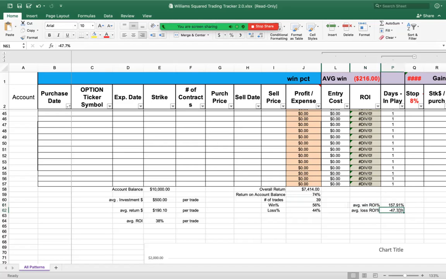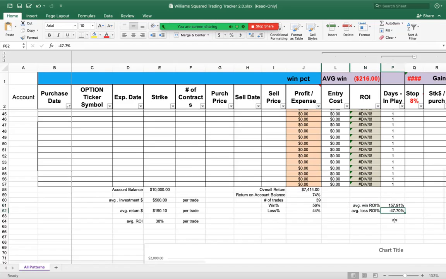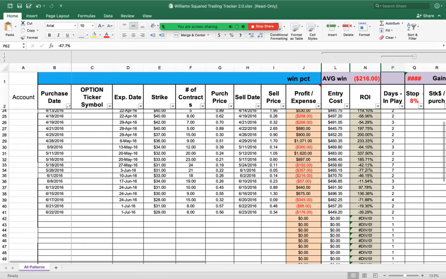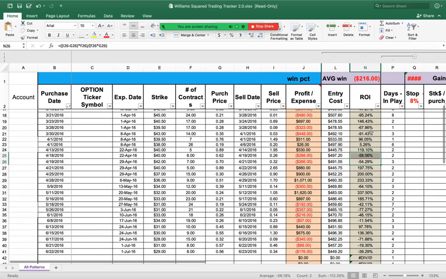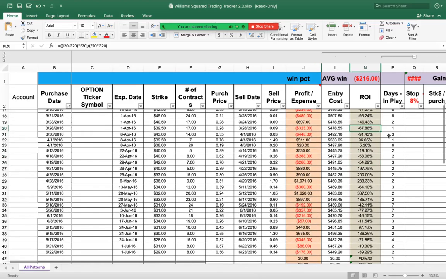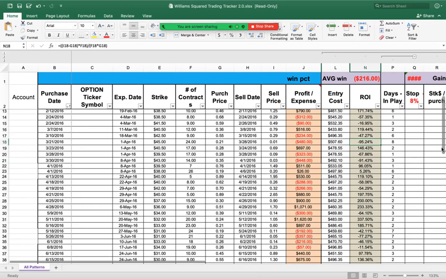Now that doesn't seem too sexy, right? Especially if we scroll up and look at some of these. Look at that one there, that was a negative 77%. That was a negative 71%. That was a negative 19. That was a negative 39. That was a negative 54, 58, negative 91%. I lost pretty much all the money on that one. Negative 67%, negative 95%. What were you thinking, Robert, as I was even doing the backtesting? What were you thinking?